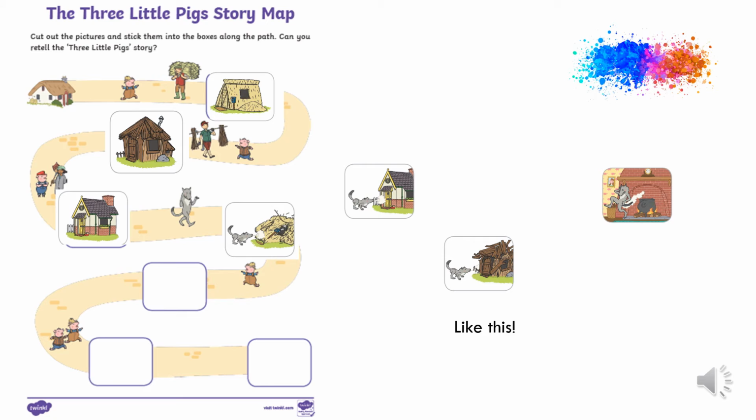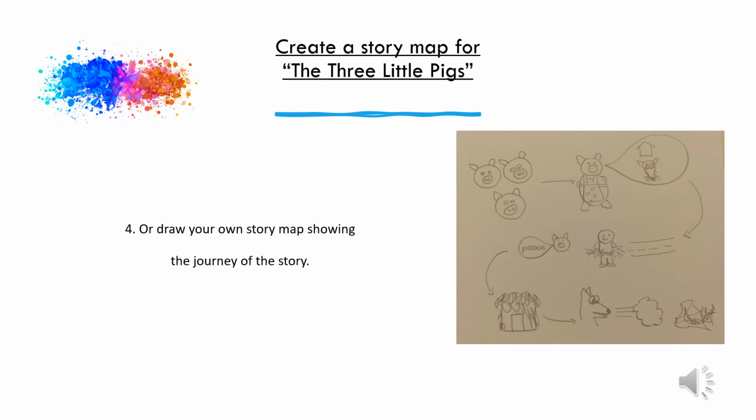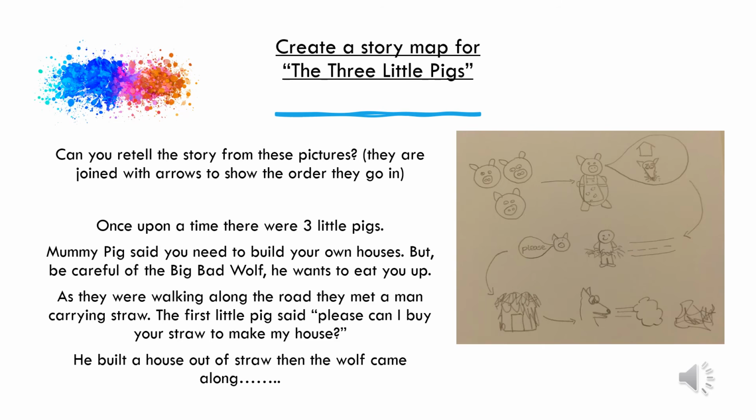And once the story map is finished, can you retell the story in your own words? Rather than use a pre-printed version, maybe your child could start to draw their own story map, showing the important parts, not just the beginning, middle and end, but maybe even include some of the other important parts of the story. Here's an example of how we might have retold the story using the pictures on the right hand side.